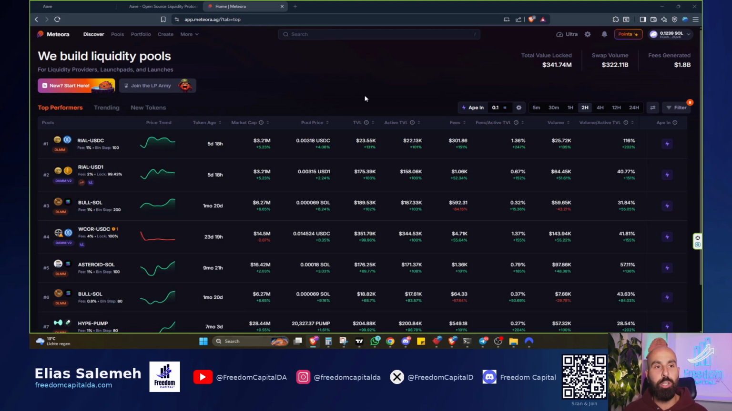Before we start, of course, the usual. This is obviously for educational purposes. This is not an endorsement for Meteora. This is just to show you one of the examples of how you can put your digital assets to work through liquidity provision on a decentralized exchange.